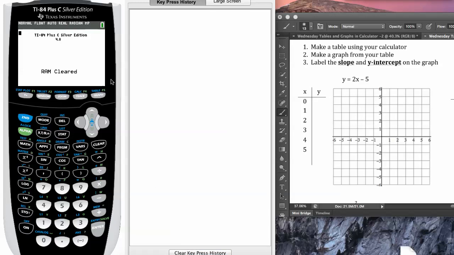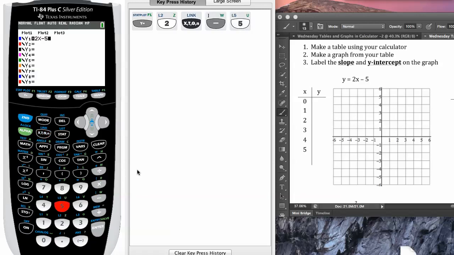So once we do that, we're going to hit y equals up here, this top left button, and what that does is let us type in an equation. So I'm going to look at the first equation on your paper, which is y equals 2x minus 5. Notice that the y is already in there, so all I need to type in is 2x minus 5. I'm going to hit 2, and then to put in x, it's this button right here that says x, t, theta, n. So we're going to hit x, and then minus 5.